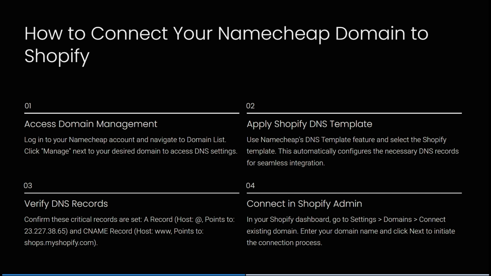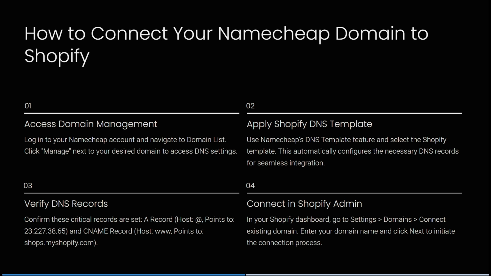You then need to confirm the critical records are set, so make sure that your A record's host is @ and it points to this number, and then your CNAME record, its host is www, and your domain name, and it points to shops.myshopify.com, and that will be your unique Shopify address.